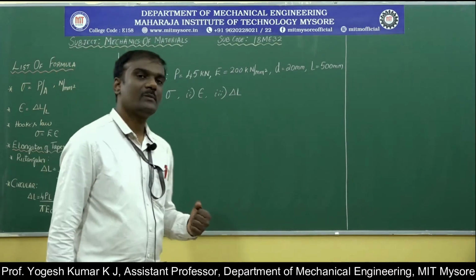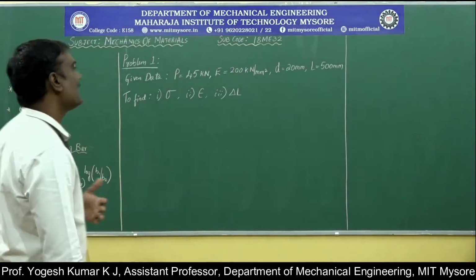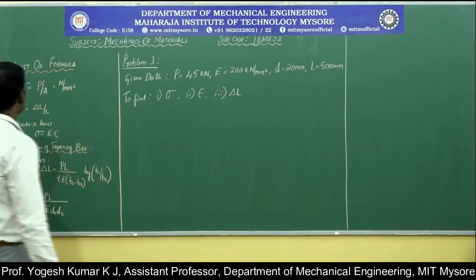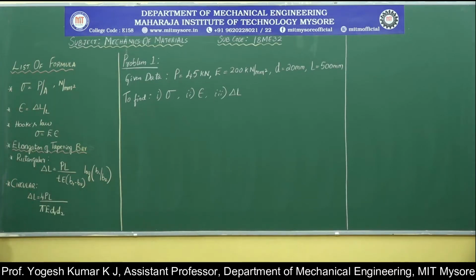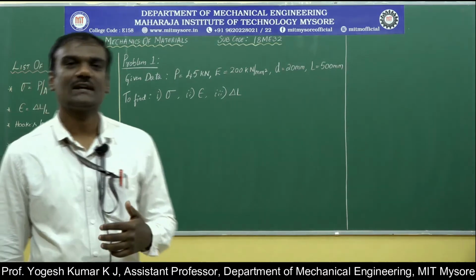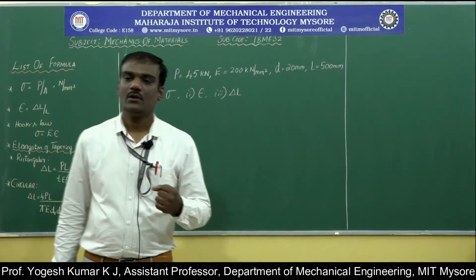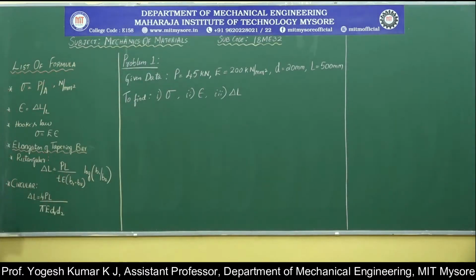Before starting the numerical problems, I would like to list the formulas that we have derived in this module. Starting from the first session, we began by explaining the types of stresses and the types of loads acting on a member, component or structure. The first fundamental definition is stress. Stress is defined as the ratio of force by area, sigma equals P by A. The unit of stress is Newton per millimeter square.